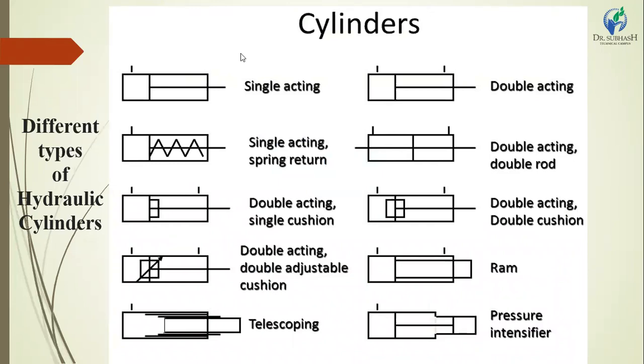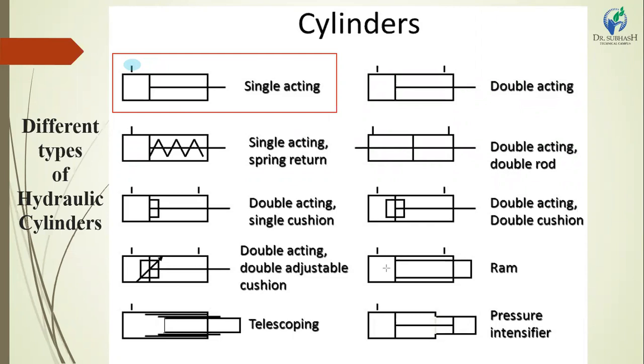Here are the different types of cylinders available. The first is the single acting cylinder, where only one port is given for inlet and outlet, and it works from only one side.